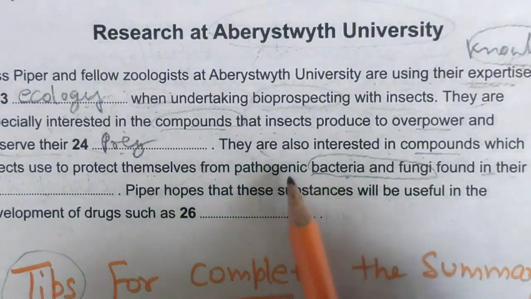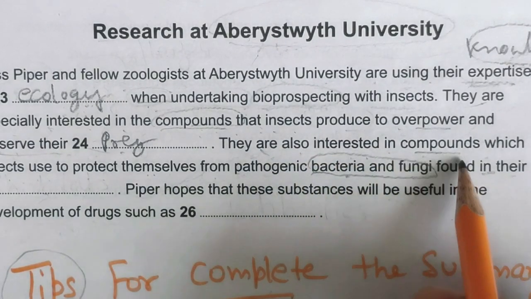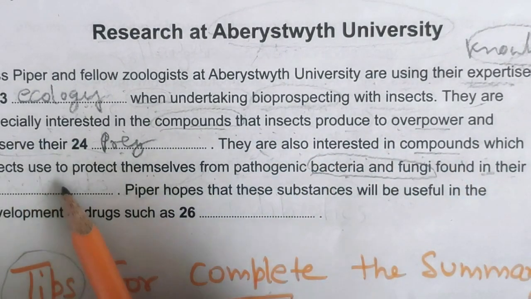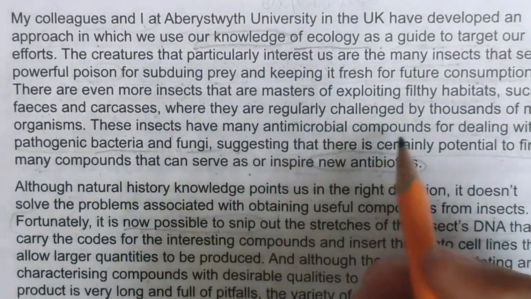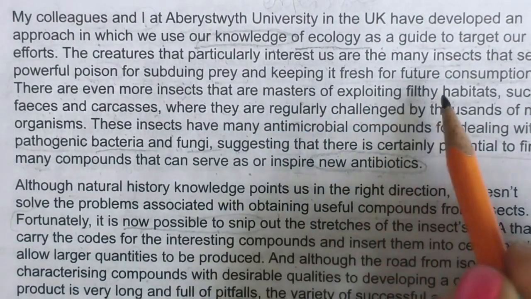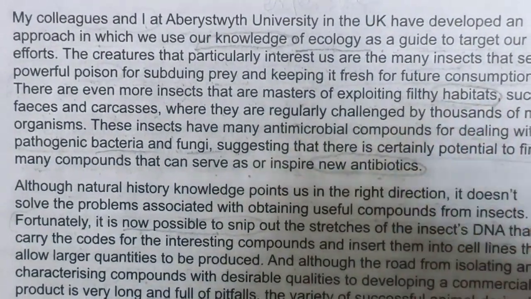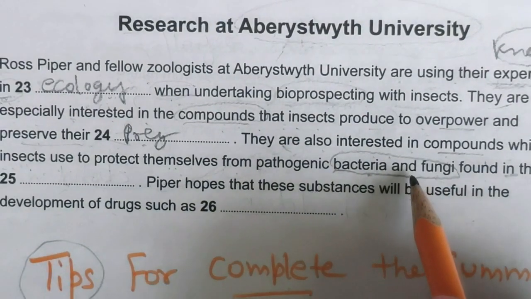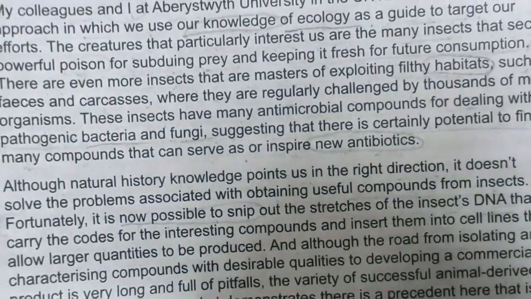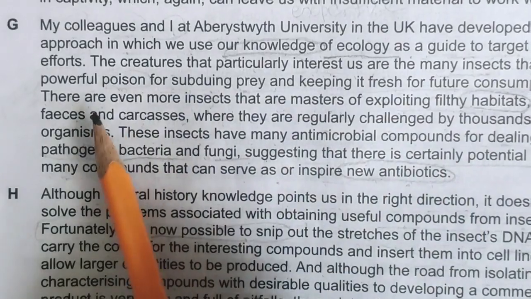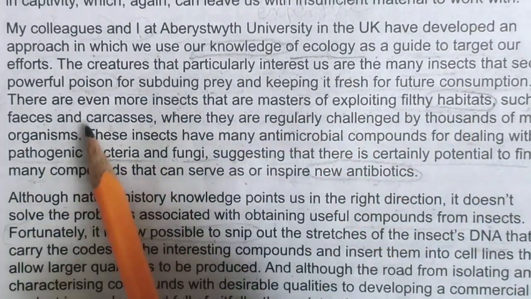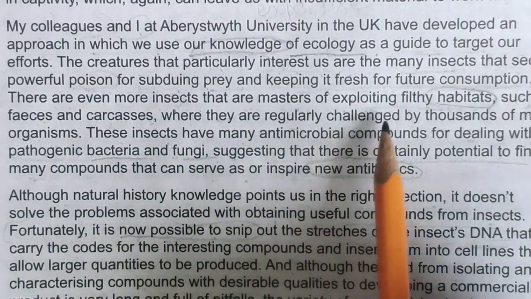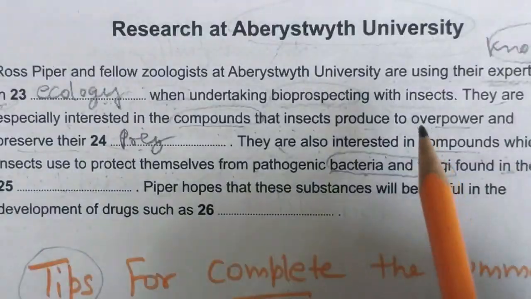So what we can write is, they are also interested in compounds which insects use to protect themselves from bacteria and fungi found in their what? Found in their habitats, because what they can find in their body, nothing is given. So they are just talking about filthy habitats. There are even more insects that are masters of exploiting filthy habitats, where they are regularly challenged by thousands of microorganisms. Yes, habitats will come.